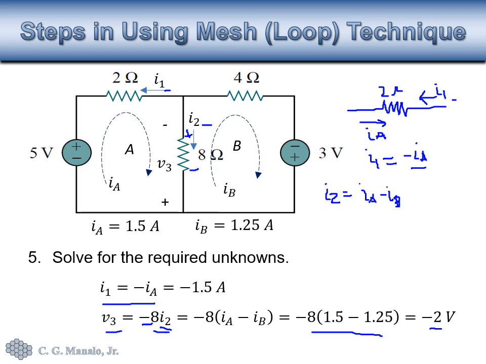So therefore, we have I sub 1 equal to negative 1.5 amperes. So the negative simply means that the actual direction of the current through the 2 ohms is in this direction with a value of positive 1.5, and V sub 3 is negative 2 volts. So that means the actual voltage across the 8 ohms is that the positive is really on top and the negative is below the 8 ohms.